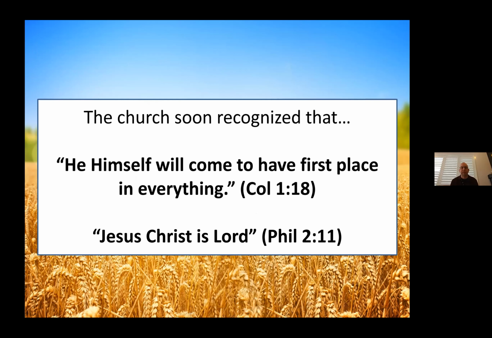The church soon recognized that, as it says in Colossians 1:18, he himself will come to have first place in everything. Your translation may say that he will come to have the preeminence. That's what it means, to have the first place. And just as the early church put Jesus in first place, and we see how he was able to work through them, he wants us to do that as a church as well. Their motto came to be Jesus Christ is Lord, not Caesar is Lord, but Jesus Christ is Lord. And is he our Lord? Is he my Lord as well?